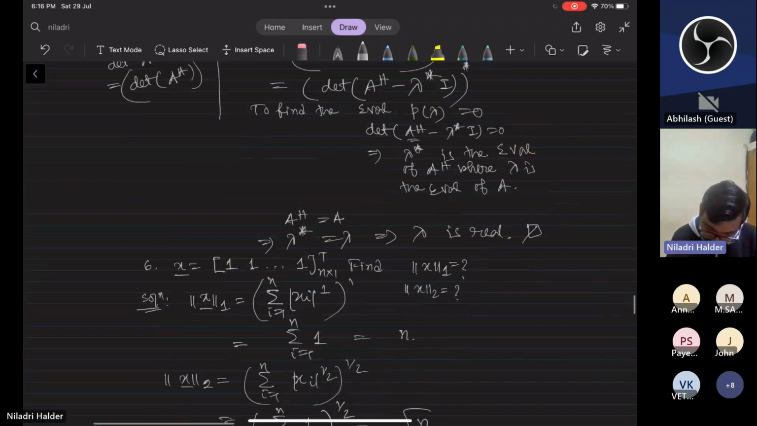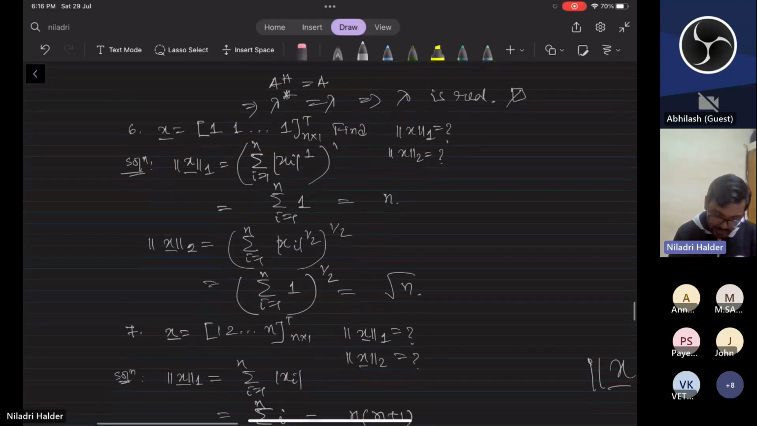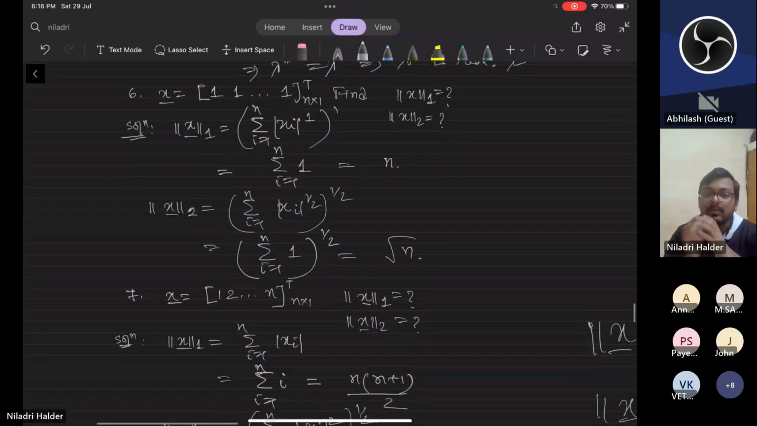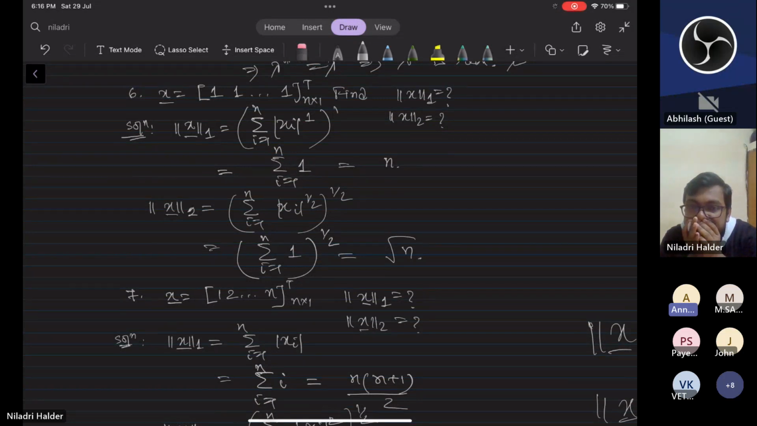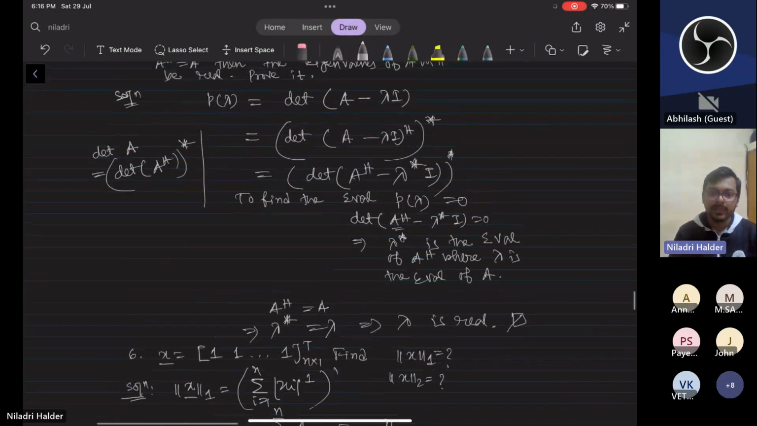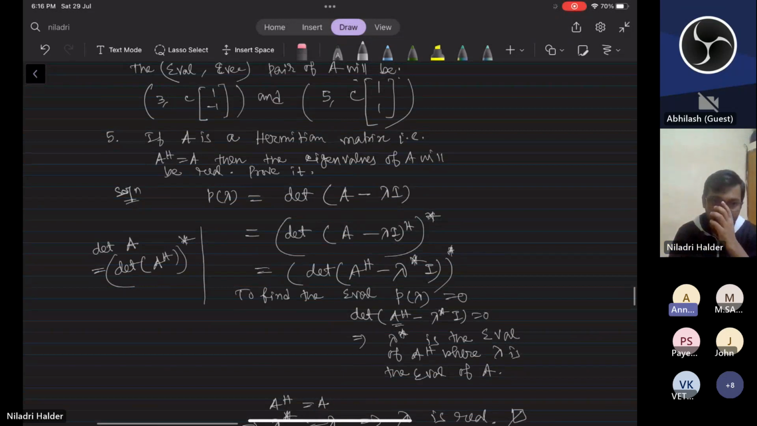Can you please repeat your question? You told us all orthogonal vectors are linearly independent, but the reverse is not true, isn't it? Yes, all orthogonal vectors are linearly independent, but the reverse is not true. Correct. Okay, sir, fine.